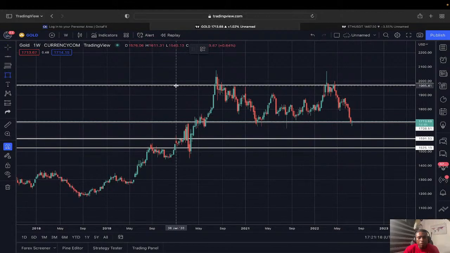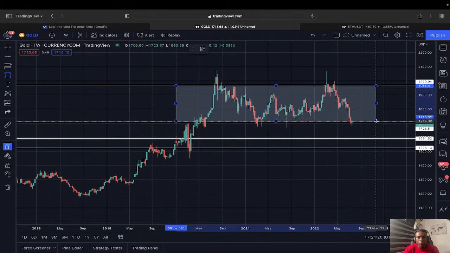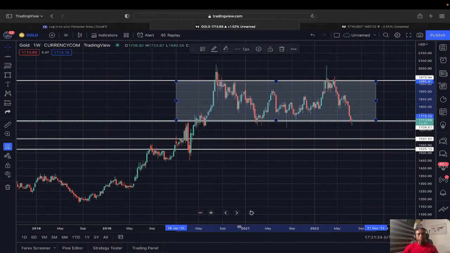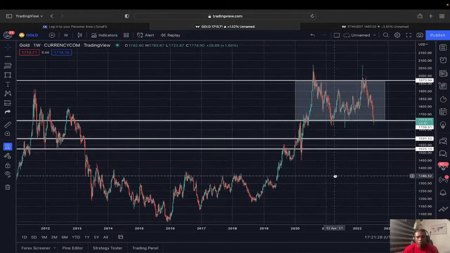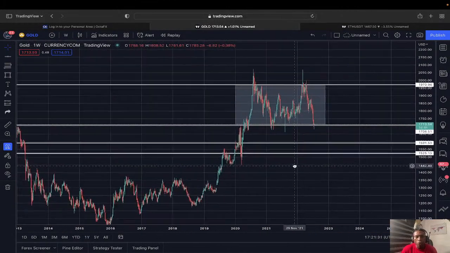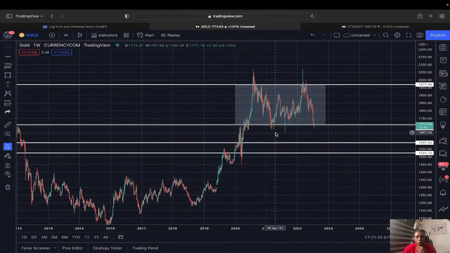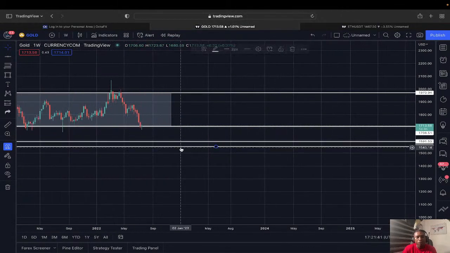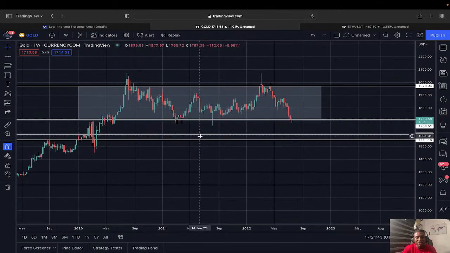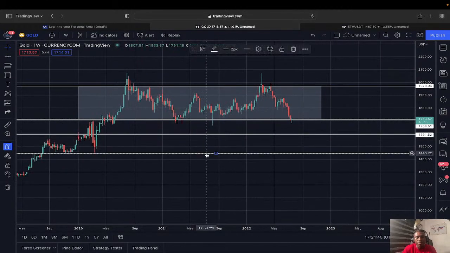Let's mark it up. You can see what price has been doing here for a while now. So this level here where price is currently at is a support level. That's where price is currently at now, a support level.